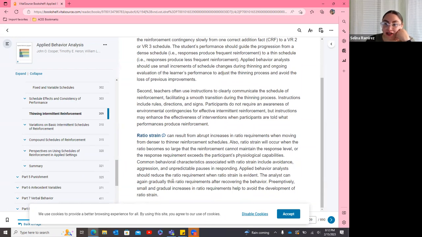Analysts can again gradually thin ratio requirements after recovering the behavior. So let's say we got it back under control, client is no longer engaging in aggression. Turns out she was just on her period that day. So then we're like, oh, okay, well, now we can gradually go back to where we were after we recover, or go back down to what we call HRE.